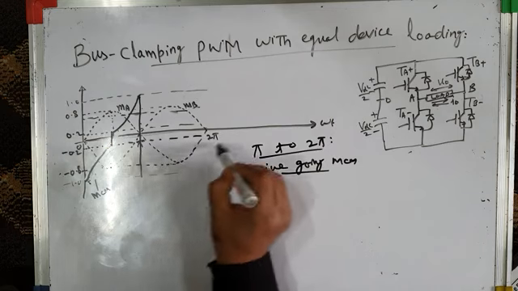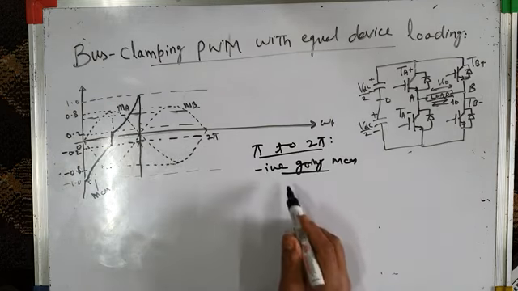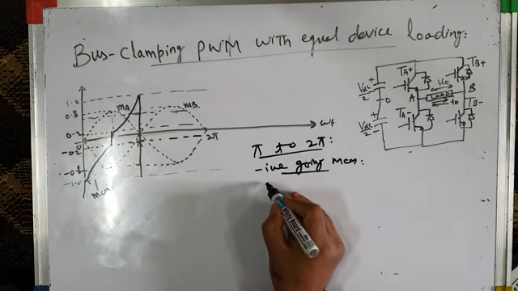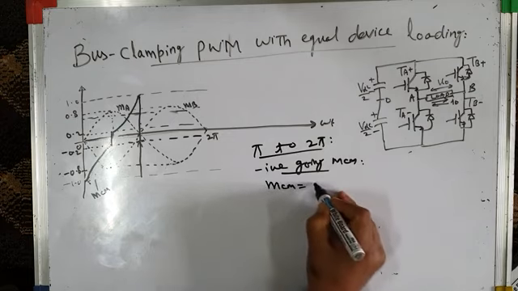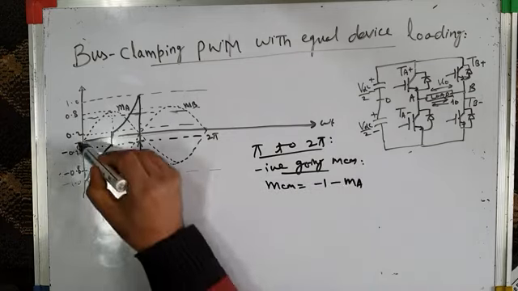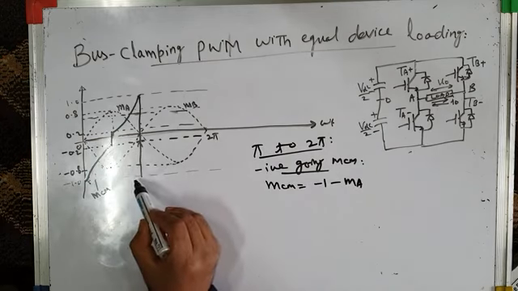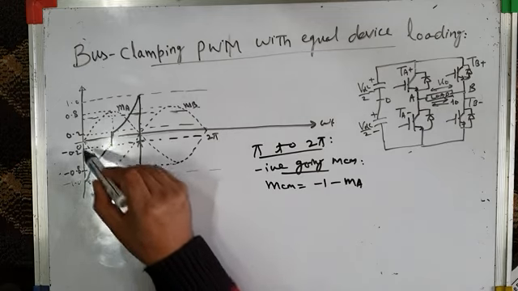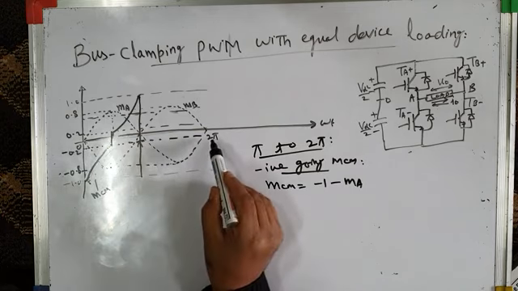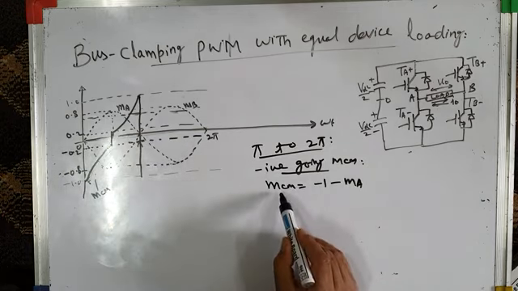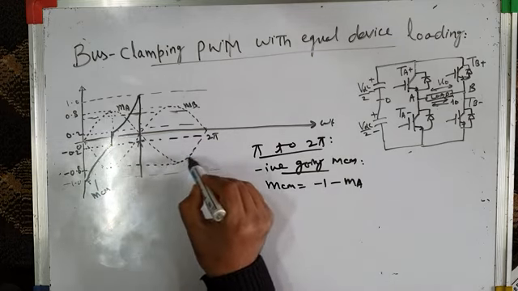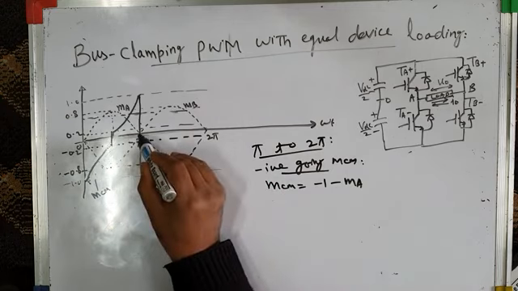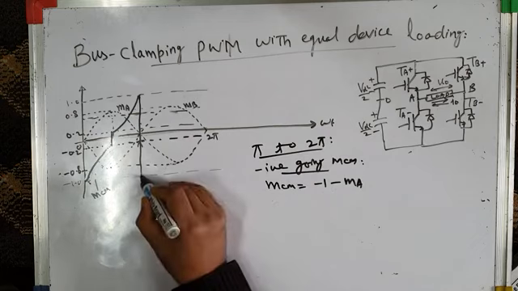Now in the negative half cycle of inverter output voltage, pi to 2 pi, let us see how it looks like. Negative going MCM first, then it will be positive going. Now negative going MCM will be like this. MCM will be minus 1 minus MA. See, from 0 to pi, negative going MCM was calculated by the formula MCM is equal to minus 1 minus MB. But from pi to 2 pi, the negative going MCM will be calculated by this formula: MCM is equal to minus 1 minus MA, because now this is minus MA. At this point, what is MA? 0, and minus 1 minus 0 is minus 1, so it will start from here.